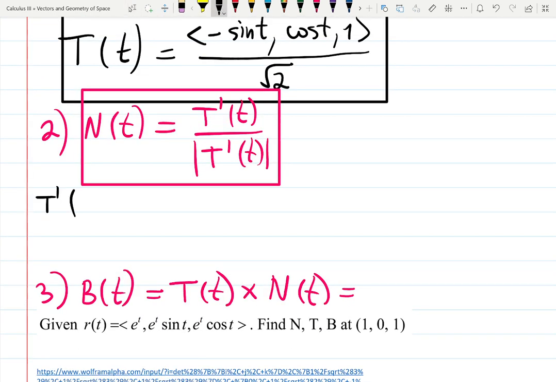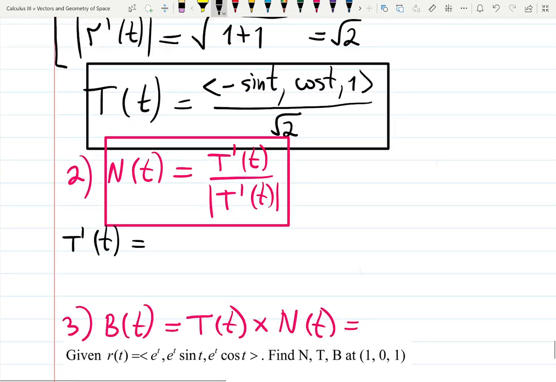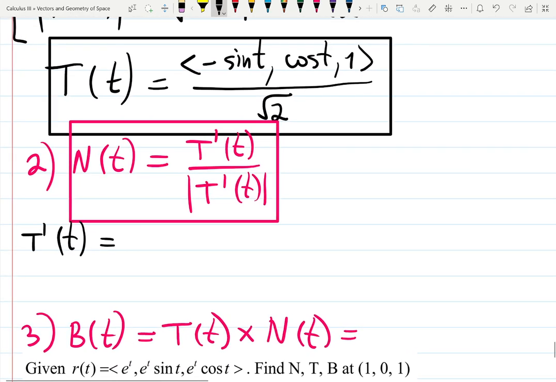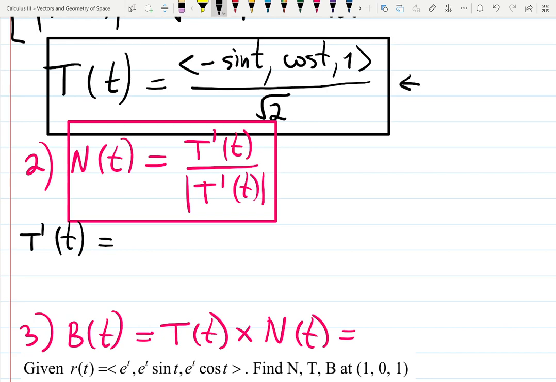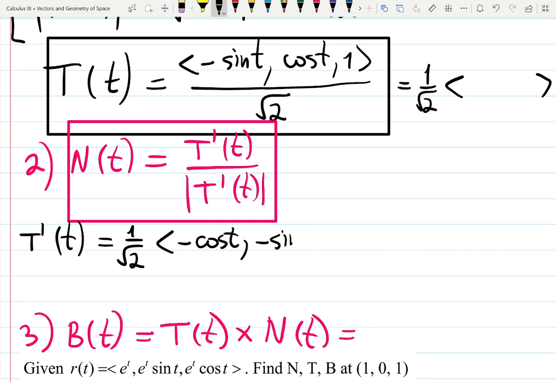T prime, derivative of the previous one. So I'm looking at this here. And I don't like how it looks, so I will take 1 over square root of 2 outside, and then I will differentiate the vector. Just easier. So 1 over square root of 2 stays, and then the derivative of minus sine gives me back cosine, but with minus. Derivative of cosine is minus sine, and derivative of 1 is 0.